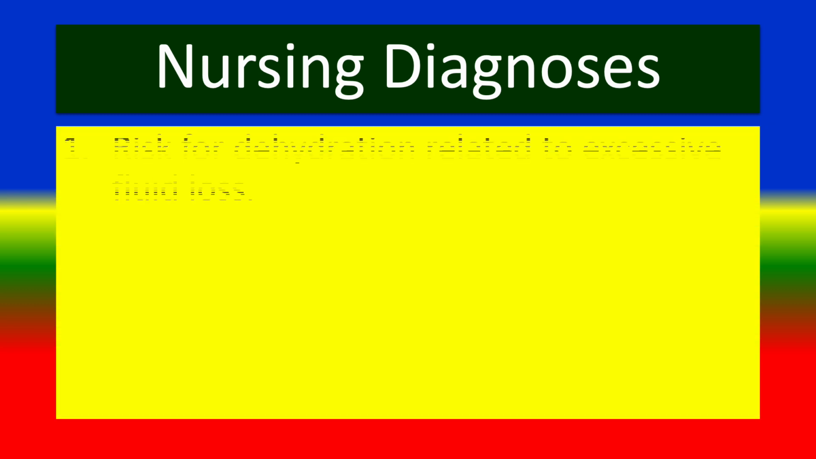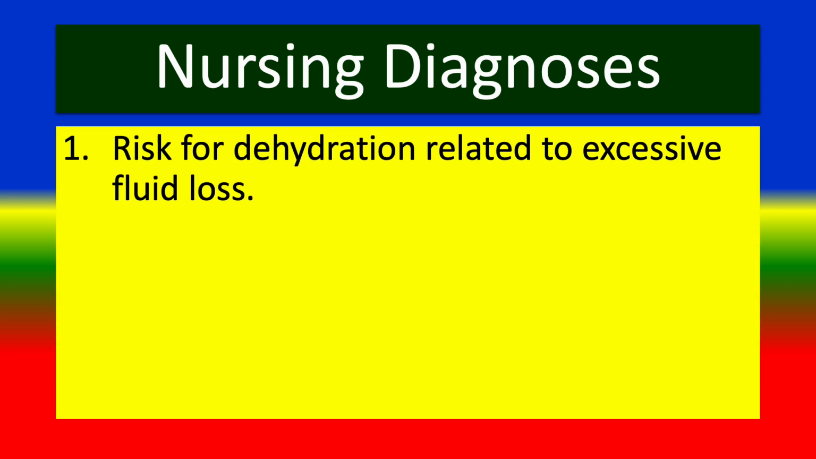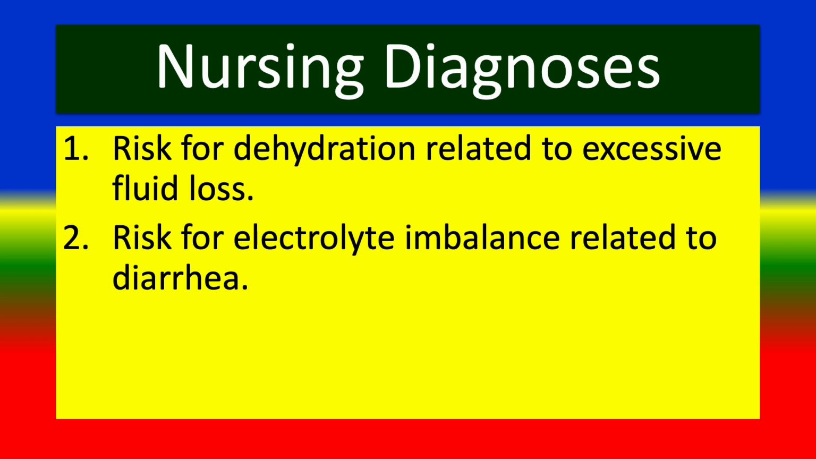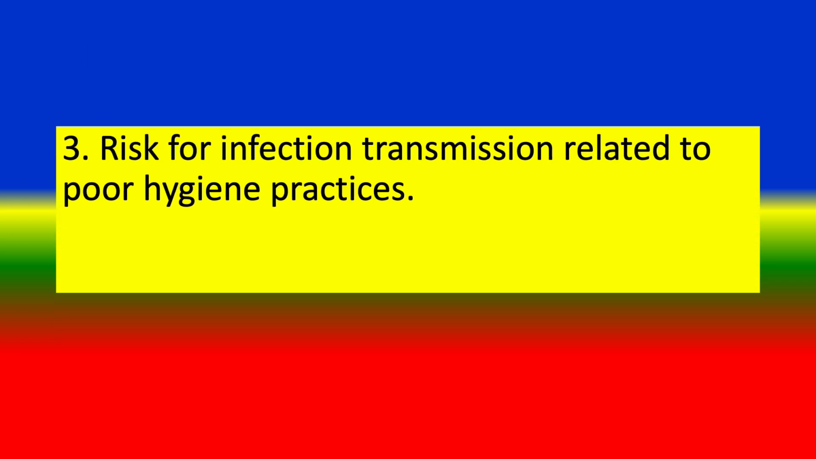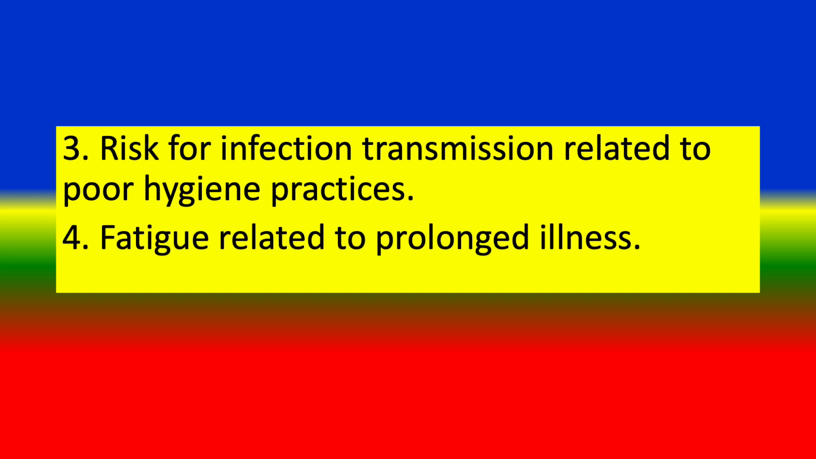Nursing diagnosis: 1. Risk for dehydration related to excessive fluid loss. 2. Risk for electrolyte imbalance related to diarrhea. 3. Altered nutrition, less than body requirements, related to malabsorption. 4. Risk for infection transmission related to poor hygiene practices. 5. Fatigue related to prolonged illness.